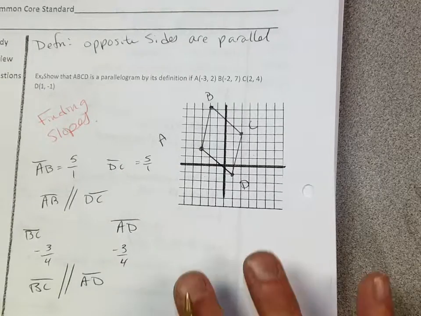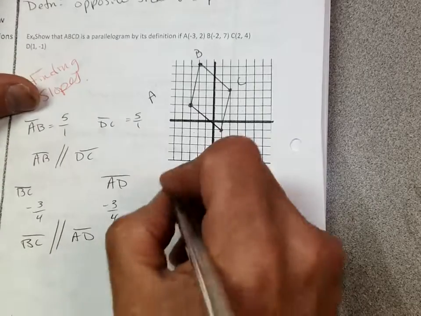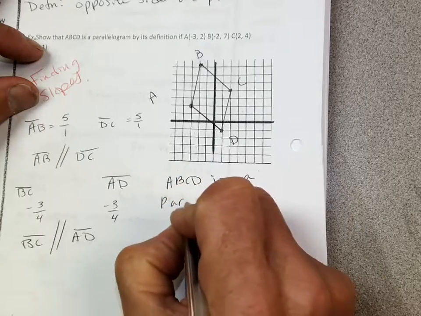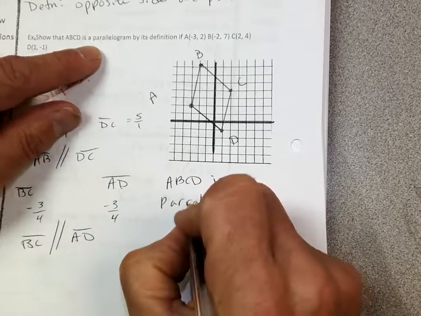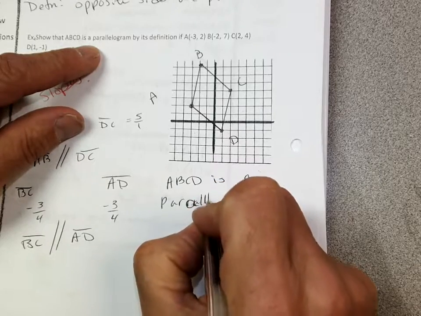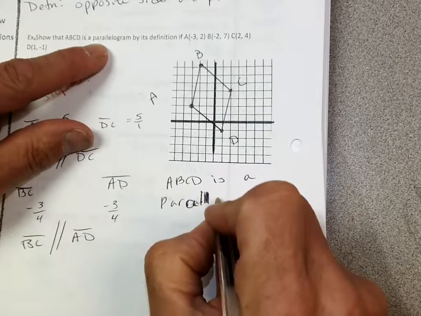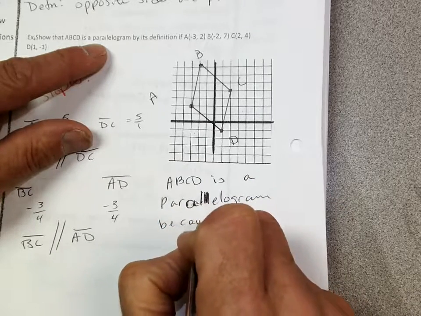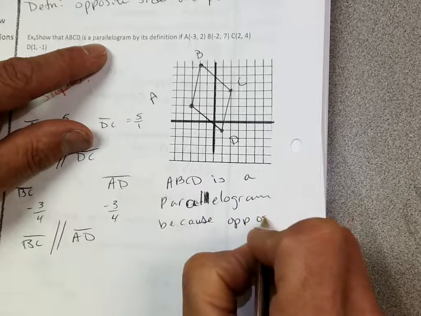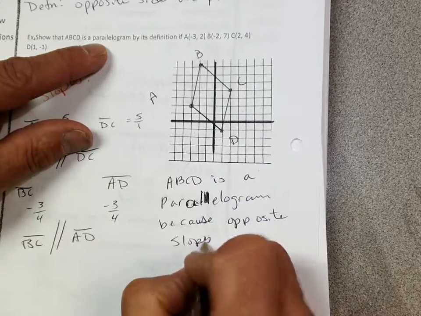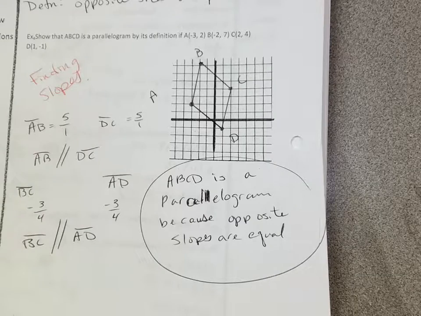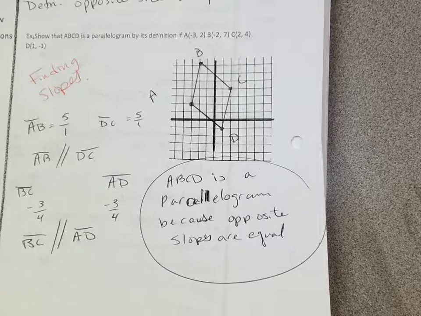And the last thing I'm going to do is just say it's a parallelogram, okay? So the last thing I'm going to say is that ABCD is a parallelogram. Oh, I need more sleep. Parallelogram because opposite slopes are equal. Is that better than doing the old two-column statements, reasons, given, blah, blah, blah? Not a much easier way to prove things.